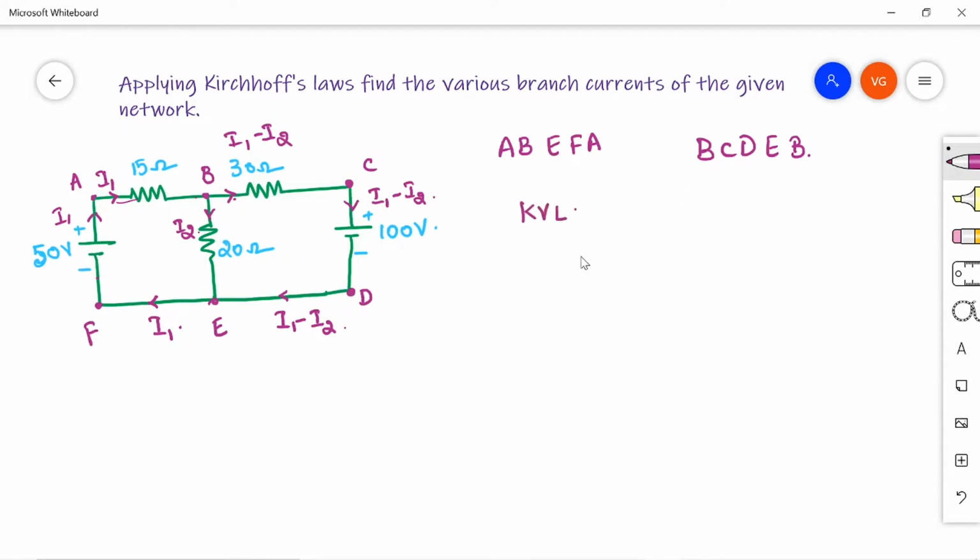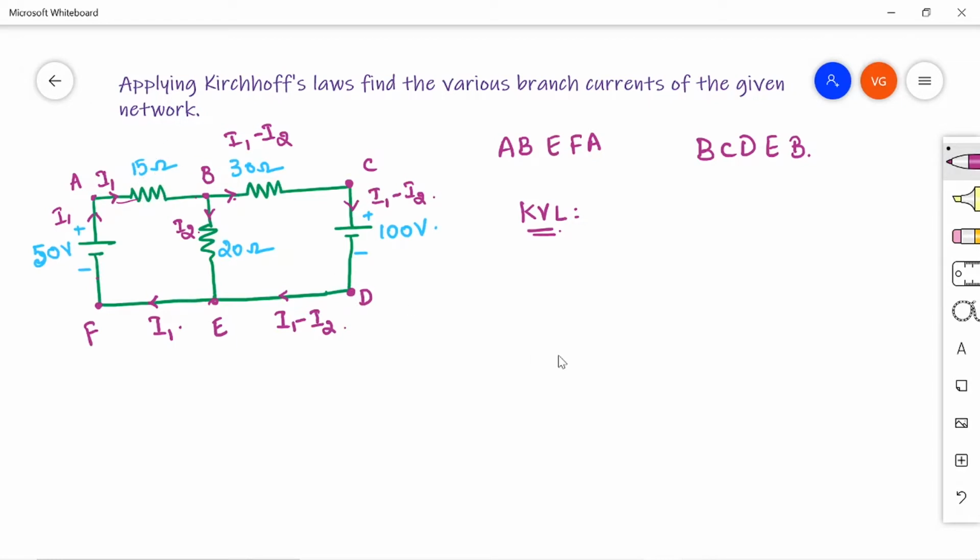KVL states that the sum of your potential drops plus voltage sources, that is EMFs, has to be 0 in a closed mesh. Now I am going to apply my KVL on the first loop, that is ABEFA. A resistor means it has a drop. So what is the drop across this resistor? You know V is equal to IR. The current flowing in this branch AB is I1, multiplied by the resistance, which is 15.